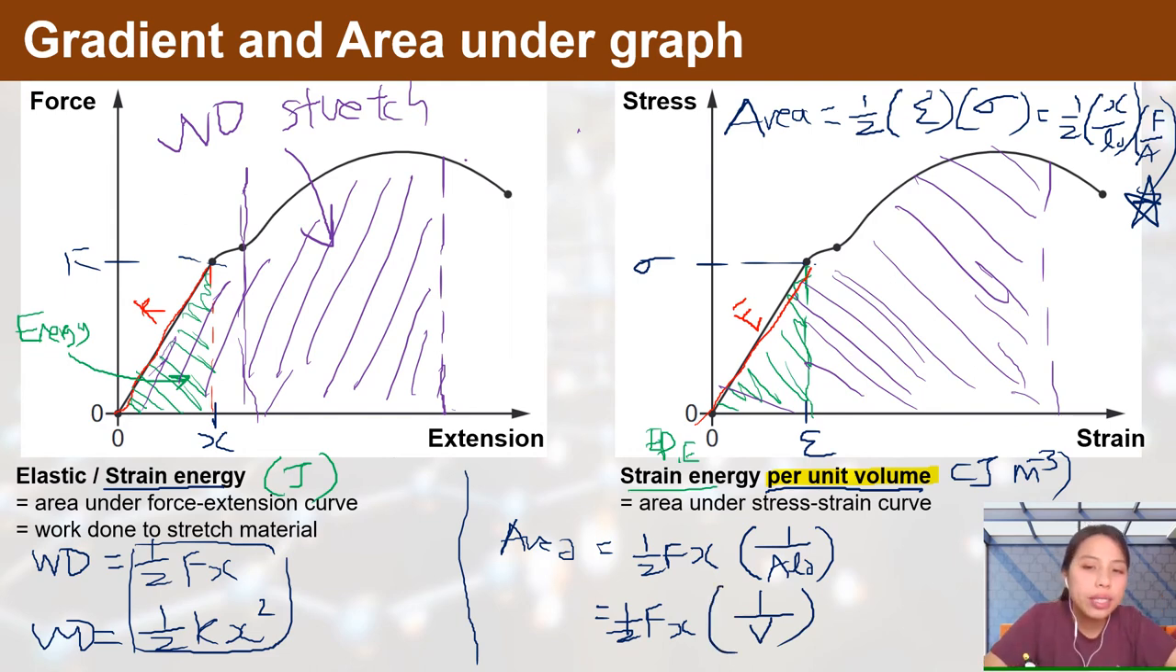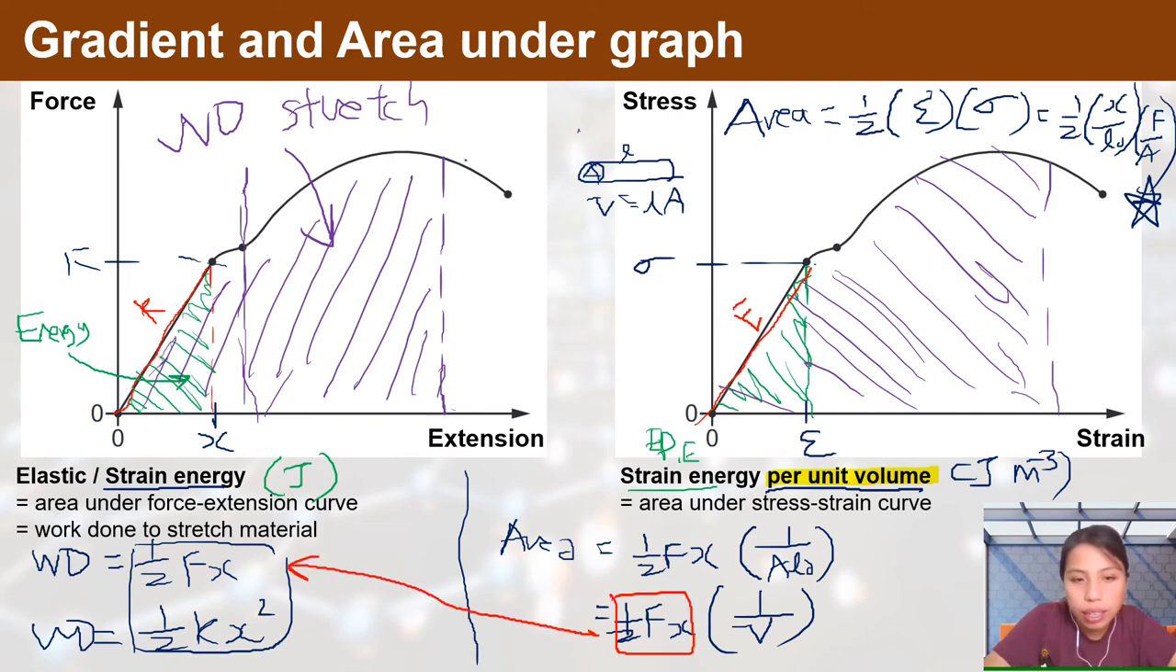Okay, why is this 1 over v? Well, because if you have a pipe, you have some length, and then you have cross-section area, so the volume is just length times area. So that's where the volume comes from. This part is the same as the strain energy, but the additional one is here, per unit volume. So that's where we get the per unit volume from.